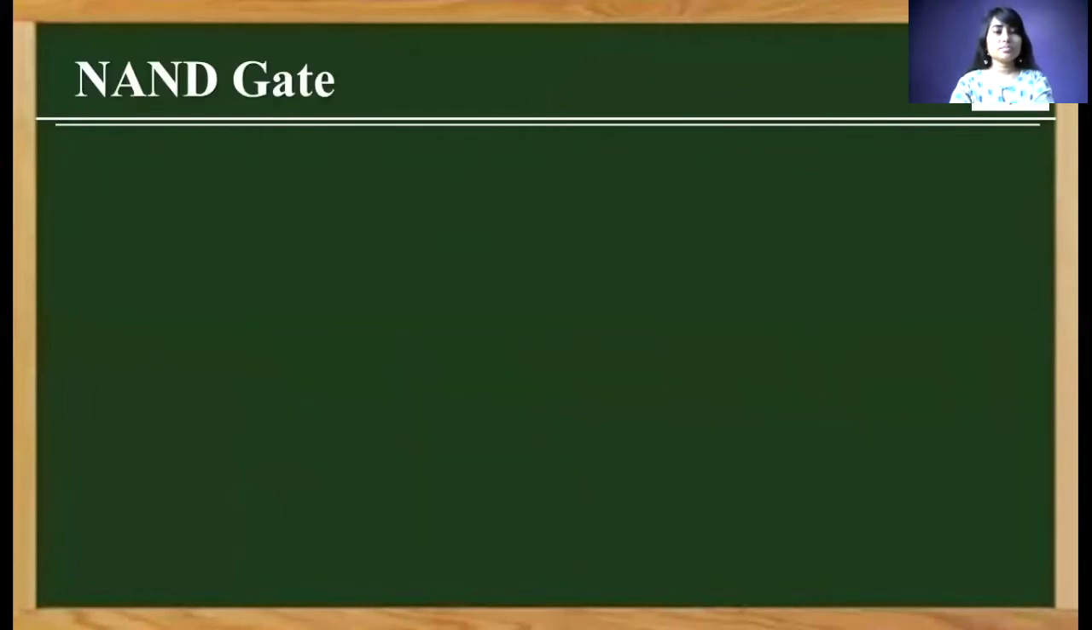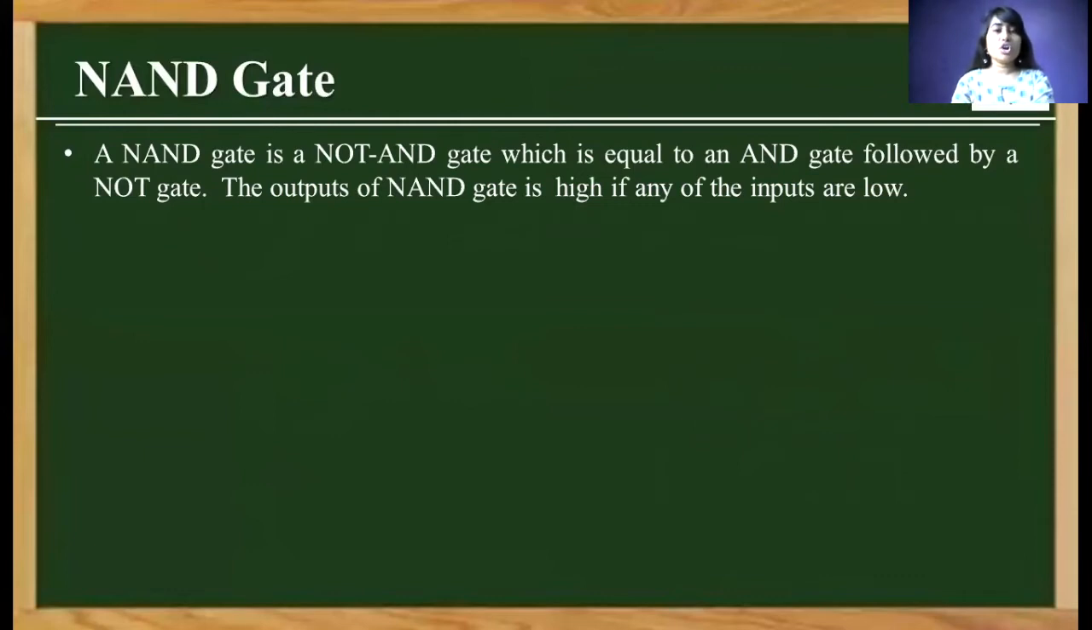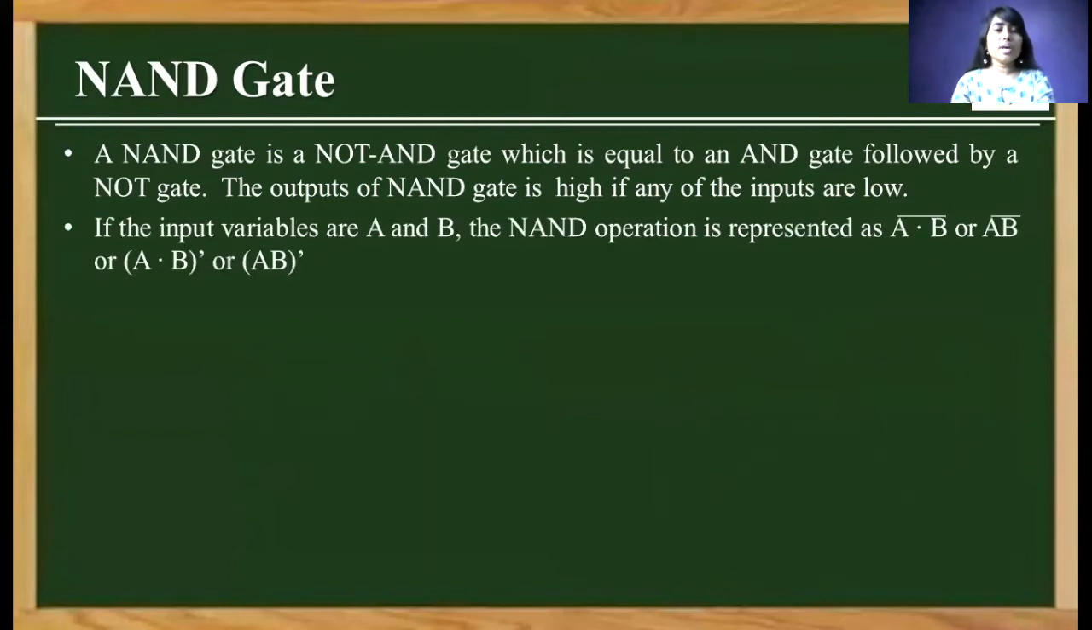NAND gate. A NAND gate is a NOT plus AND gate, which is equal to an AND gate followed by a NOT gate. The output of a NAND gate is high if any of the inputs are low. A NAND gate is basically NOT plus AND gate. If the input variables are A and B, the NAND operation is represented as A dot B whole bar, or simply AB bar, or AB whole dash, or AB dash.